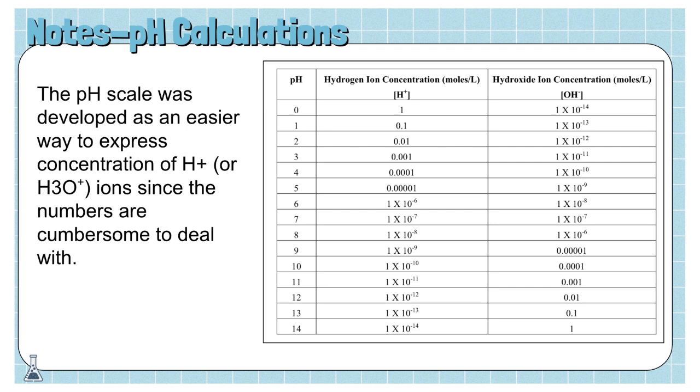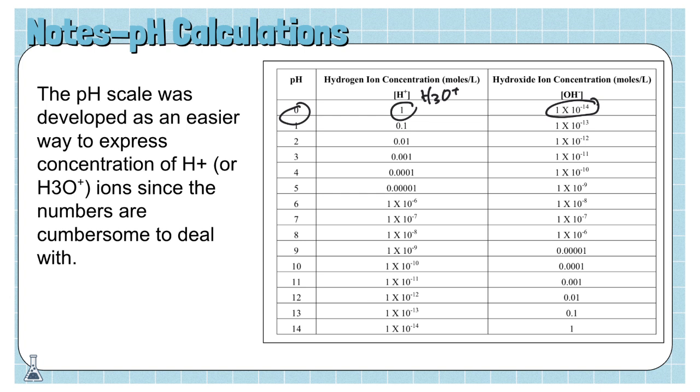Now, from the last two problems, you saw that we're dealing with a lot of scientific notation. So this is why they developed the pH scale. If we look here, a pH of 0 has a hydronium ion or hydrogen ion concentration of 1, and a hydroxide ion concentration of 1 times 10 to the negative 14. So if you look at all of these numbers, we're dealing with some really small numbers that are going to be cumbersome to write.